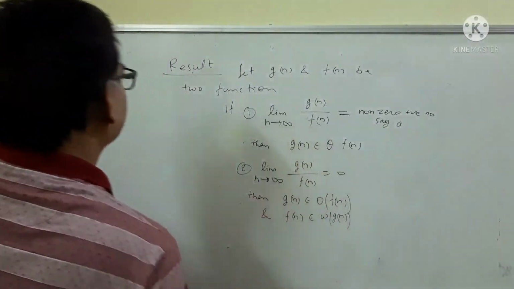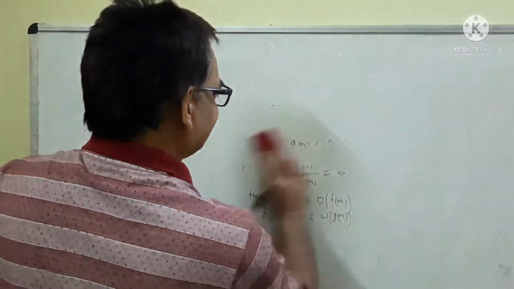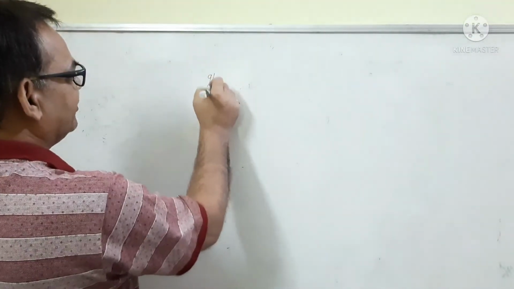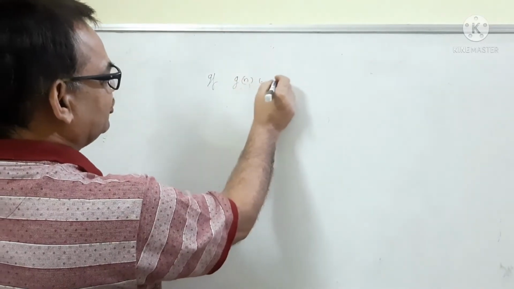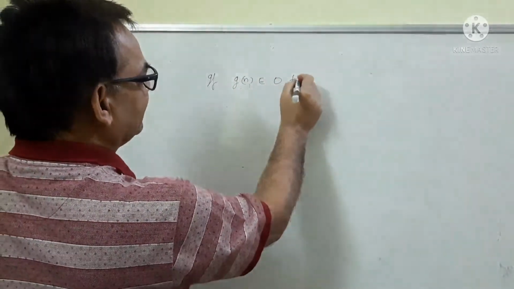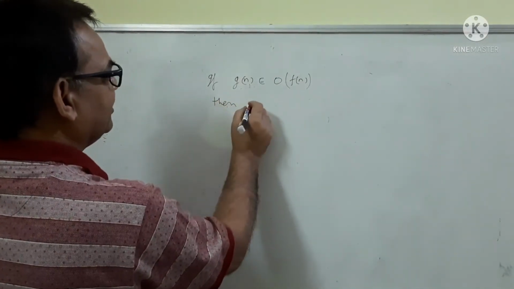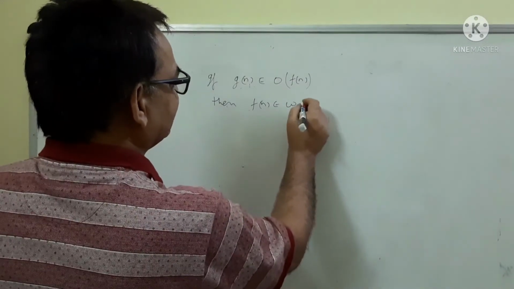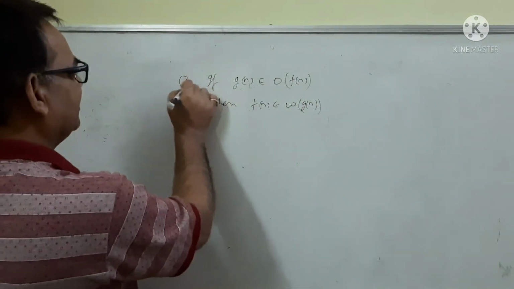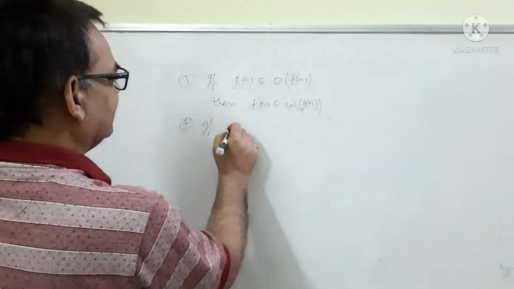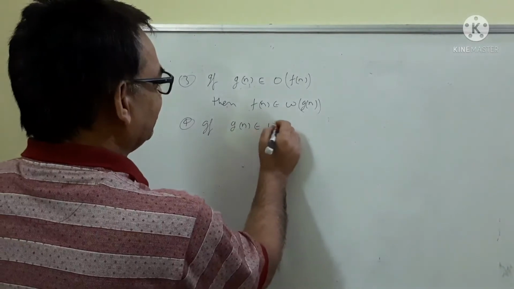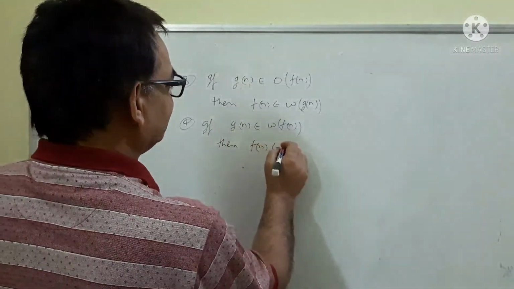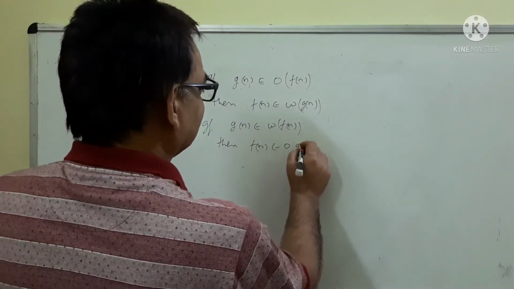Another result. Number 3: if g(n) belongs to little o f(n), then f(n) belongs to little omega g(n). Number 4: if g(n) belongs to little omega f(n), then f(n) belongs to little o g(n).